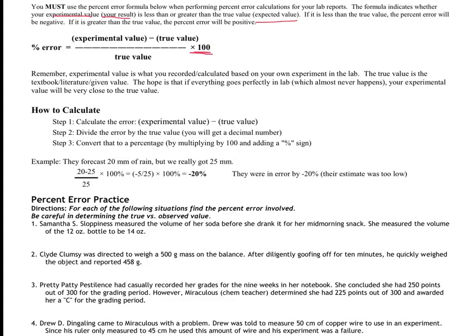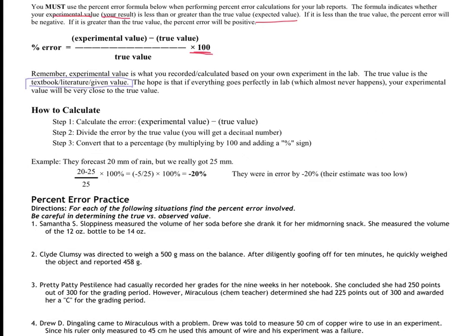Remember, the experimental value is what you recorded or calculated based on your own experiment in the lab. And the data we just looked at from page 10 in your packet, we were looking at their data from their experiment in their lab. The true value is the textbook or the literature given value. This was, they were measuring the weight of a paperclip. Well, there's an accepted or given value of the weight of a paperclip. The hope is that if everything goes perfectly in lab, which it almost never does, your experimental value will be very close to the true value, as in groups 1 and 4 in the data from page 10.